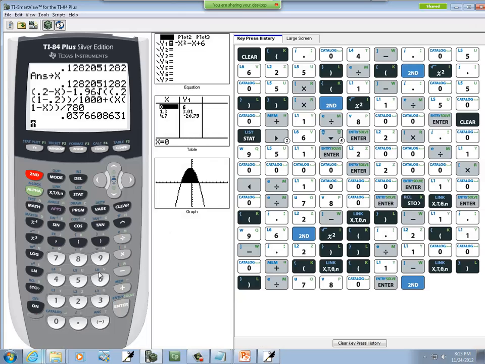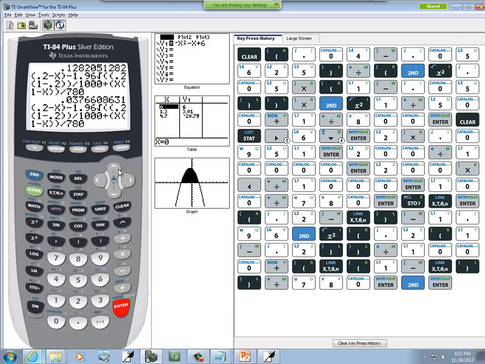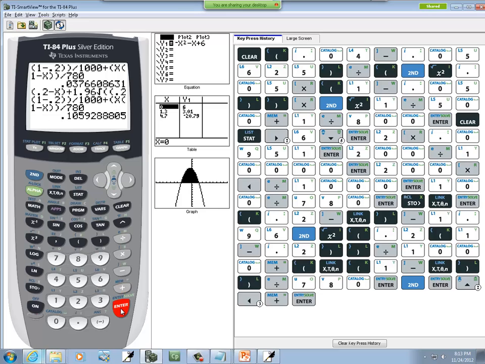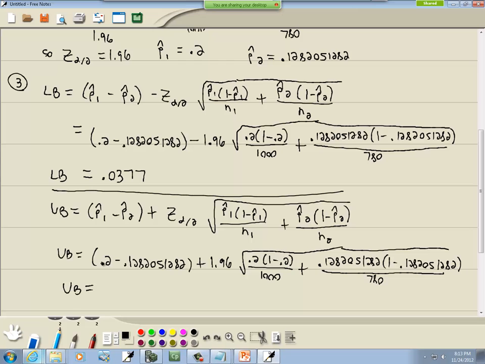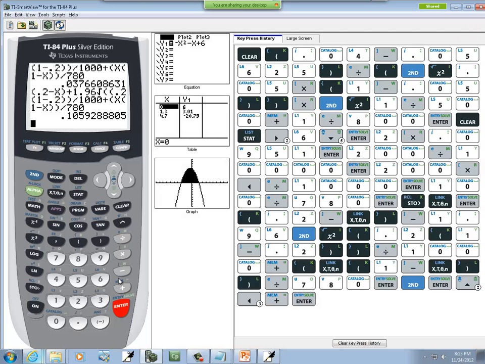Now I'm going to do a second enter to bring up the previous entry. And I'm just going to change the minus to a plus. And enter. And that gives us, to 4 decimal places, 0.1059.